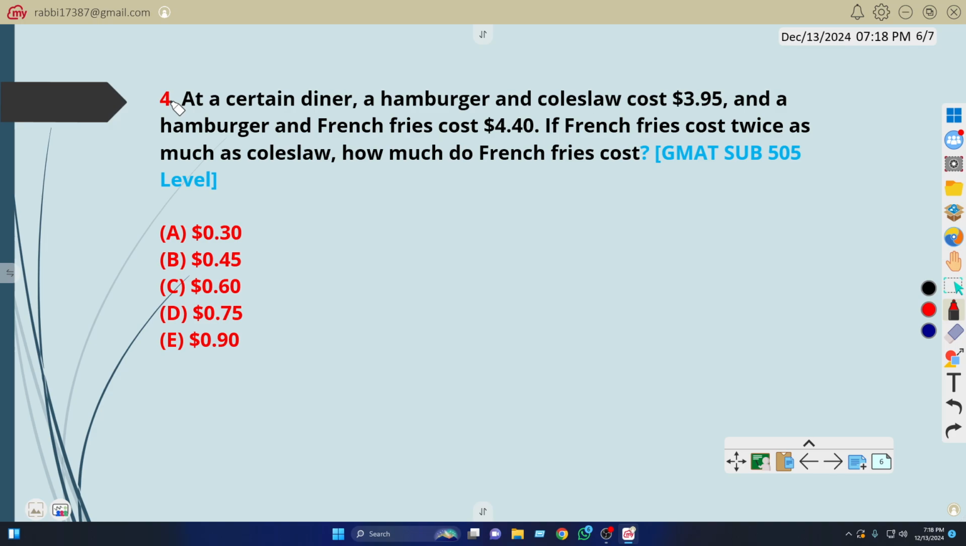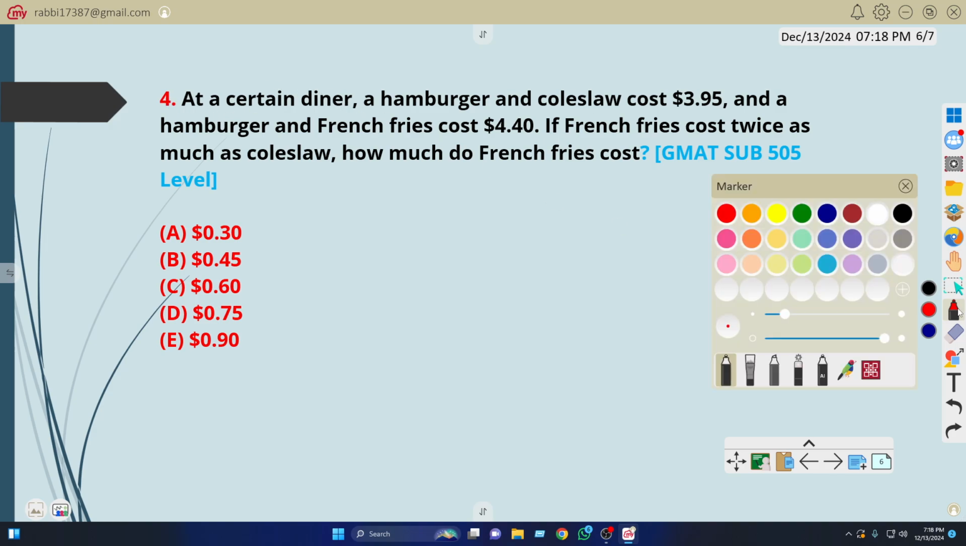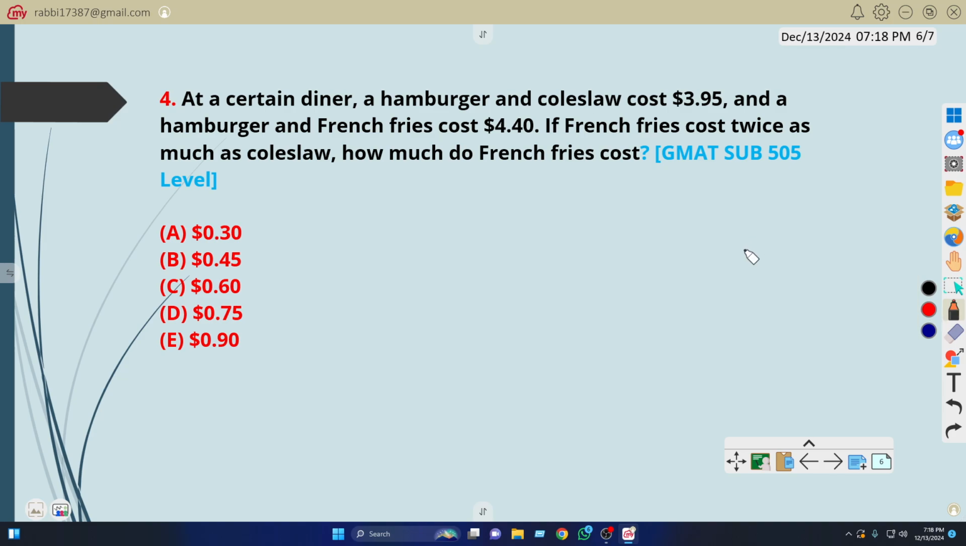So we need to solve. At a certain dinner, a hamburger and coleslaw cost $3.95. Okay, we need to create equations. A hamburger and coleslaw cost $3.95, and a hamburger and french fry cost $4.40. If french fry costs twice as much as coleslaw, how much do french fries cost? We need to identify the cost of the french fry.